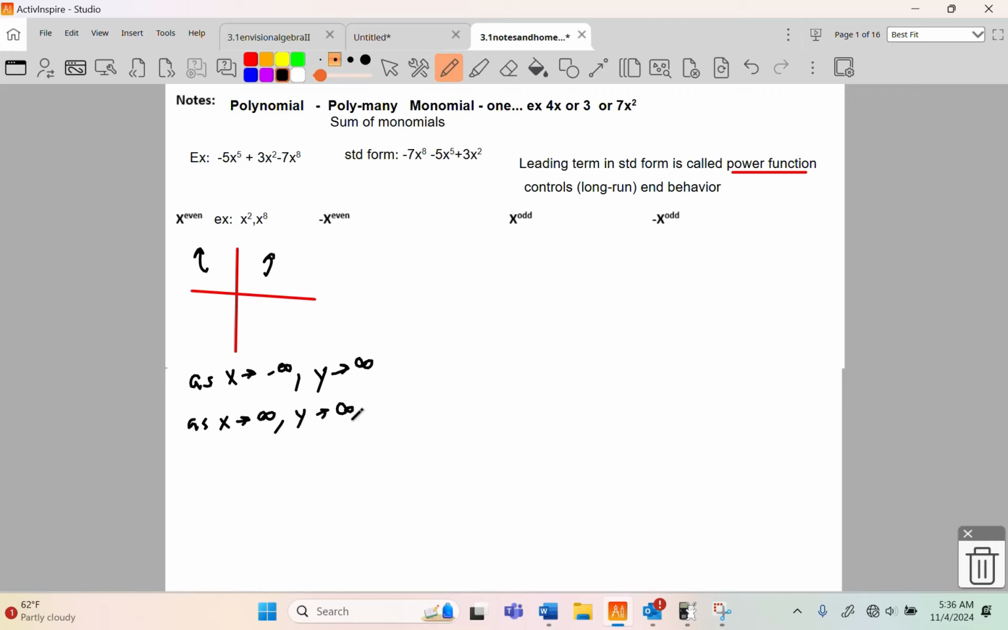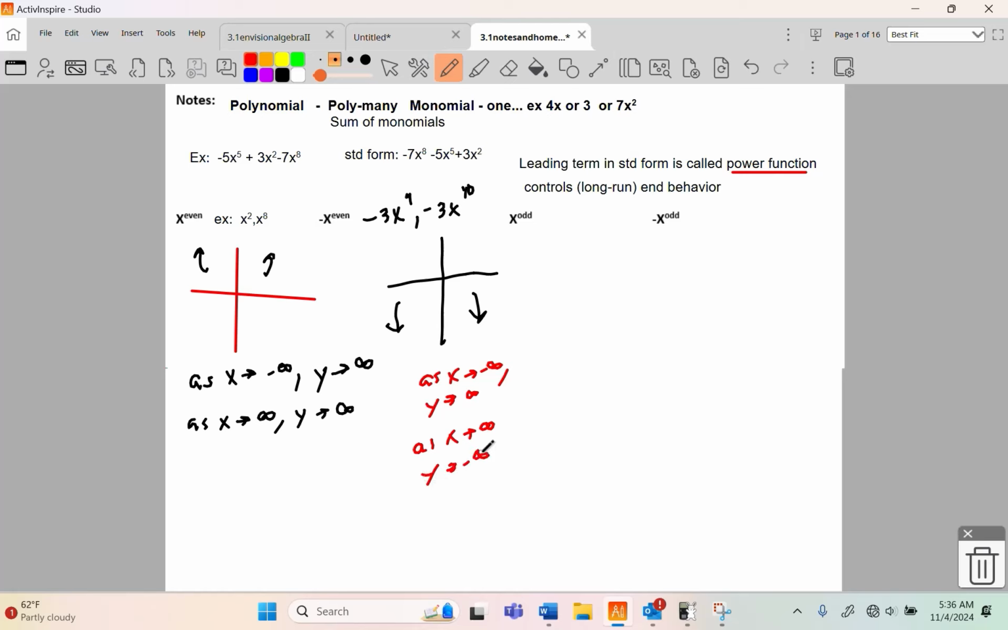Now you have negative x to the even. An example of negative x to the even might be something like negative 3x to the fourth or negative 3x to the 10th, something like that. A negative x to the even is going to start low and finish low. And the end behavior is going to change just a little bit because now, as x runs left towards negative infinity, the y value falls to negative infinity. And as x runs right to infinity, the y value also falls to negative infinity.